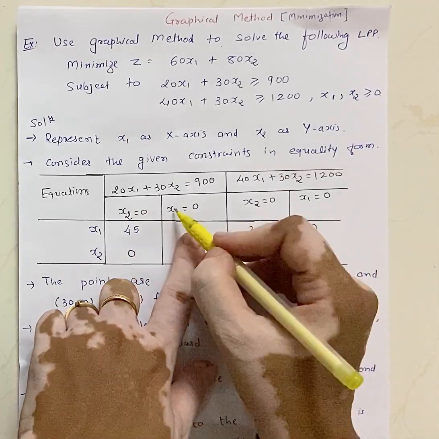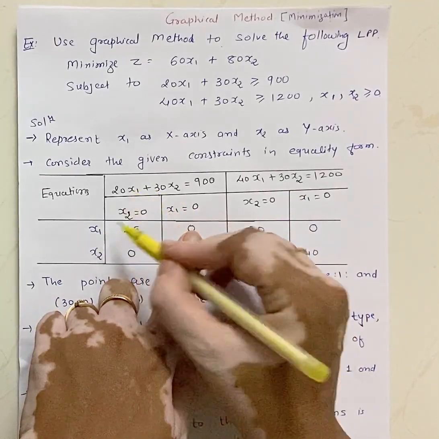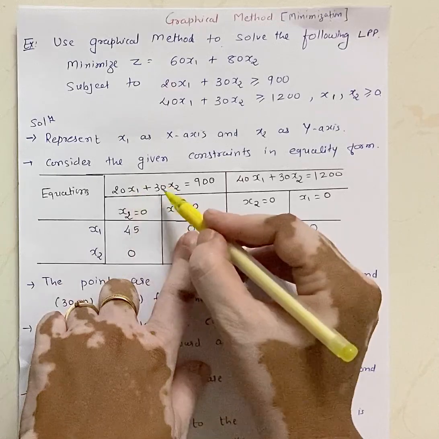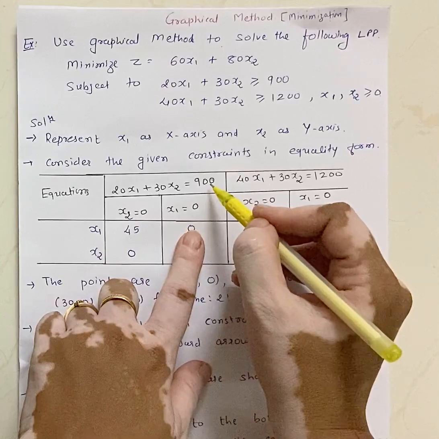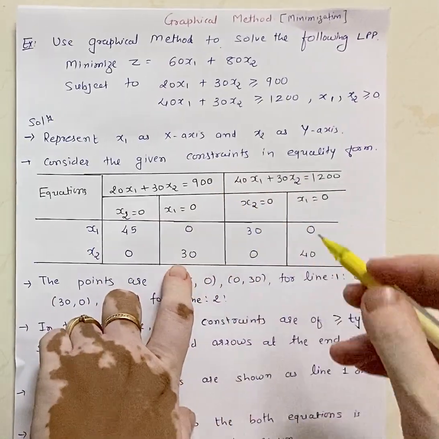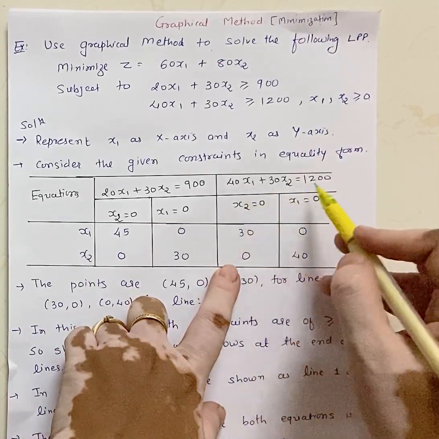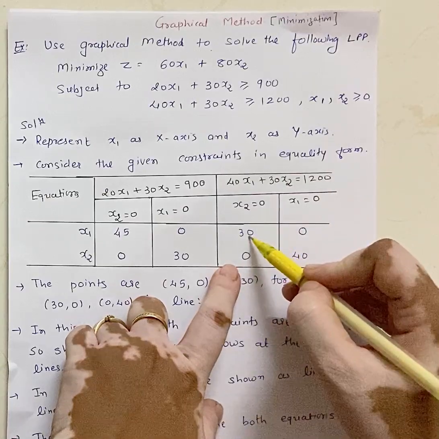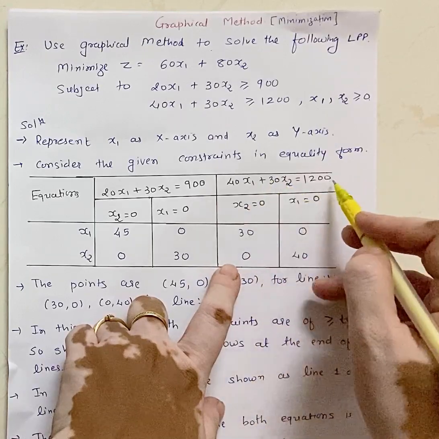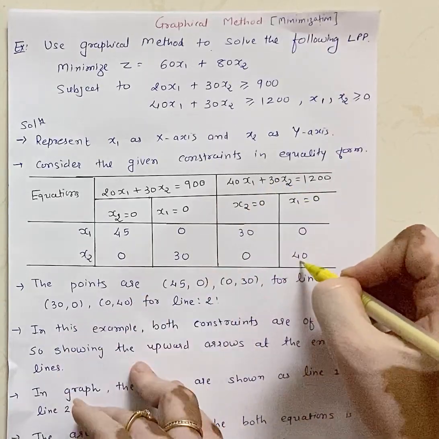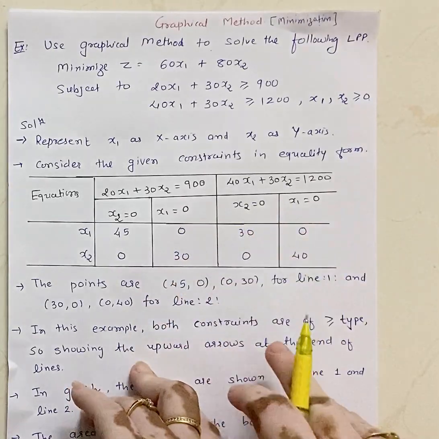Similarly, for the second point, we have to put x1 equal to 0 in this equation. You get 30x2 is equal to 900, so x2 is equal to 900 divided by 30, so we get 30. In the same way for the second equation, put x2 equal to 0, so x1 equal to 1200 divided by 40, that is equal to 30. And for x1 equal to 0, x2 is equal to 1200 divided by 30, so we get 40.